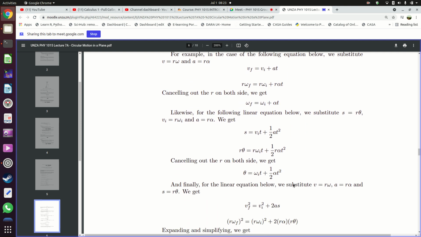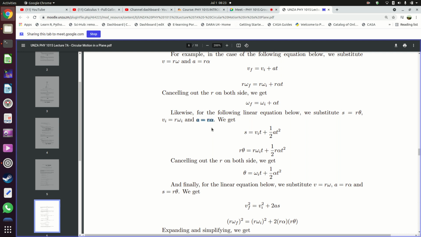Okay. The other equation which we know is this one. S is equal to ut plus half at squared. In this case we are using Vi, which is the initial velocity, multiplied by t plus half at squared. Again, we want to find a circular counterpart of this equation. So we have got S, which is a linear displacement. We know the linear displacement S is equal to r theta. Then we have got Vi here, the linear velocity, but we know Vi is equal to r omega i. Then we have got acceleration a, and we know acceleration a is equal to r alpha.